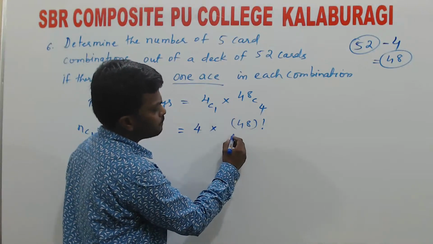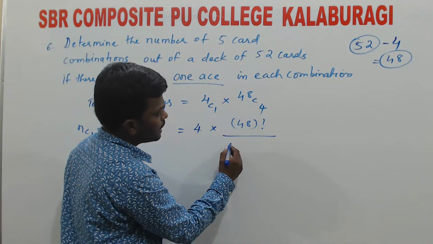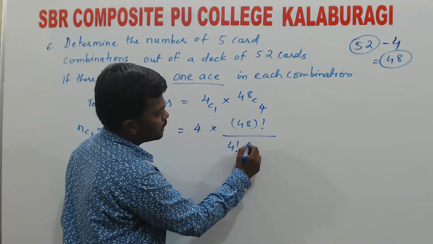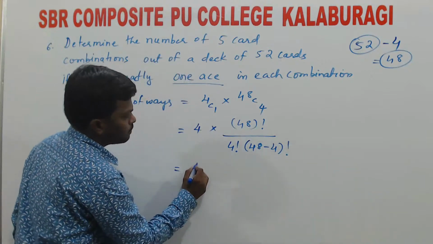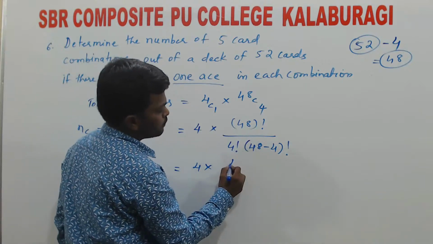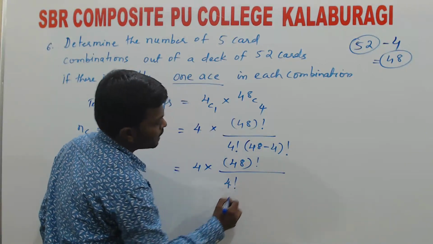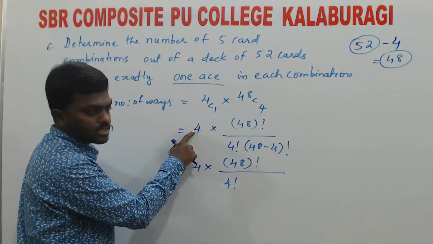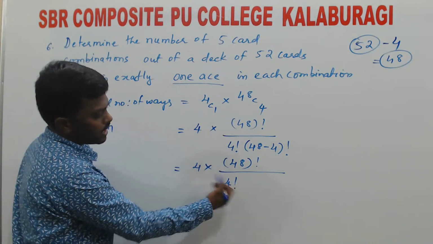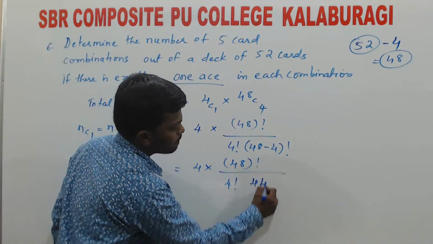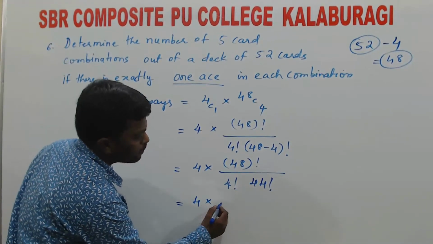It will be 48C44, right? So now 48 factorial divided by R factorial into N minus R factorial, which is equal to 4 into 48 factorial divided by 4 factorial. Okay, don't be in a hurry. This is number 4 and this is factorial 4. In a hurry, you may cancel it. Be careful. So 44 factorial. So 4 into 48 factorial.